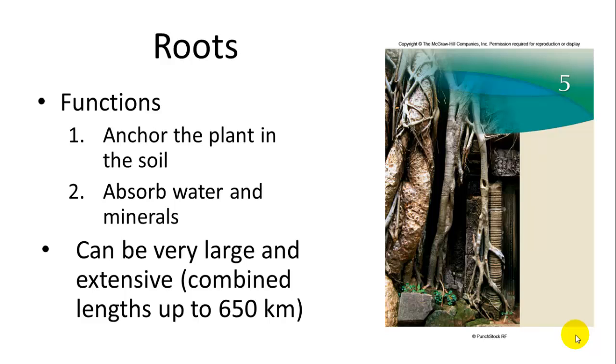First is just to anchor the plant into the soil, provide stabilization so that when the wind blows, even when strong hurricanes or things blow through, many if not most of the trees still remain standing because of the roots. The second one is to absorb water and minerals which are found in the soil, which can then be conducted up the plant to the different tissues of the plant.